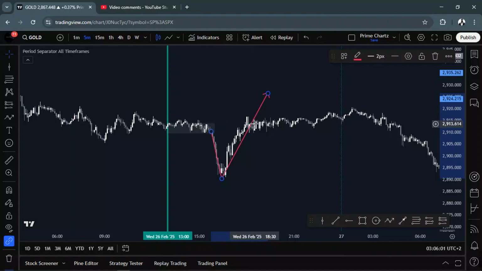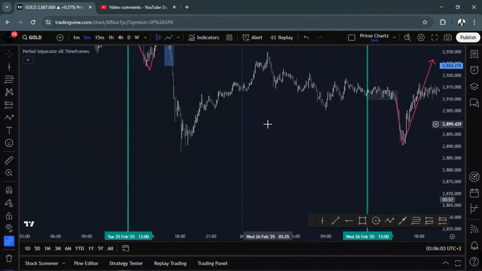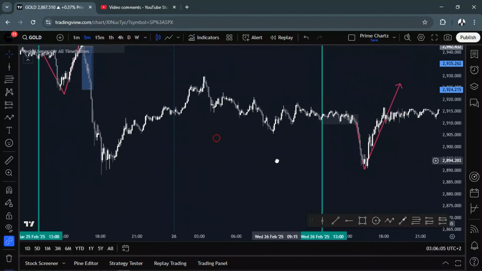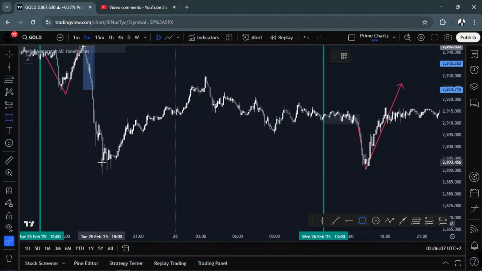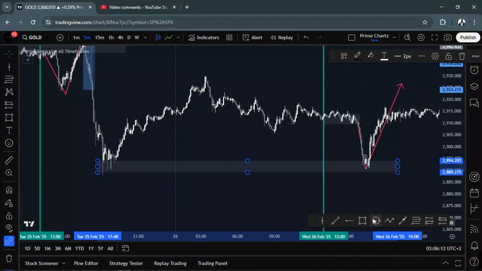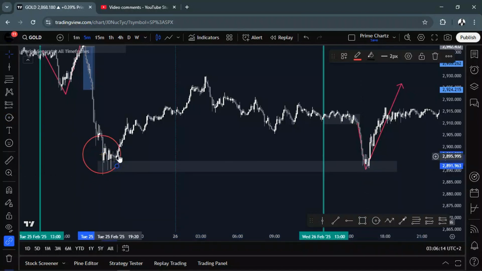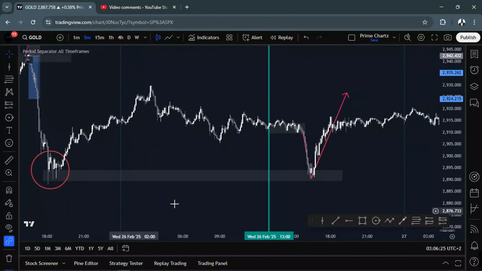And for that, we look on the left side, right? So when I look on the left side, I see that we had a support zone right here. This was a strong support zone. As we can see, price rejected 1, 2, 3 times right here. This is a strong support zone right here, right? And therefore we can use the support zone as our entry reason, right?